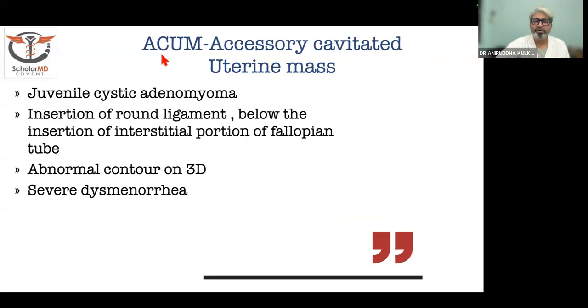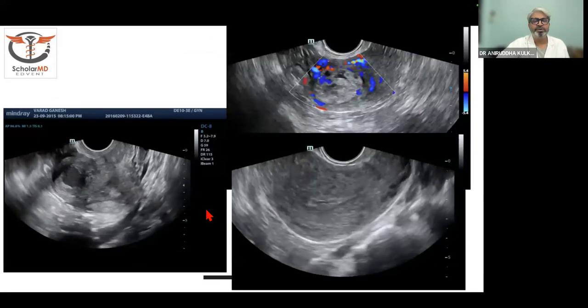Just to mention ACM, these are juvenile cystic adenomyoma. It is due to the presence of an endometriotic or adenomyotic deposit at the insertion of the round ligament, below the insertion of the interstitial tube of the fallopian tube, characterized by abnormal contour on 3D. On many instances it can be taken as some uterine malformation. This disease is accompanied with severe dysmenorrhea.